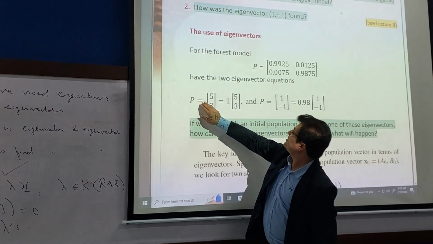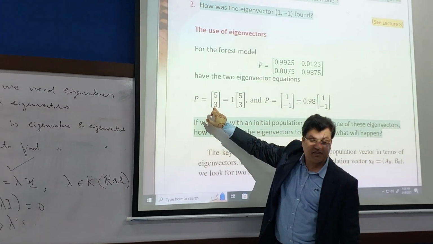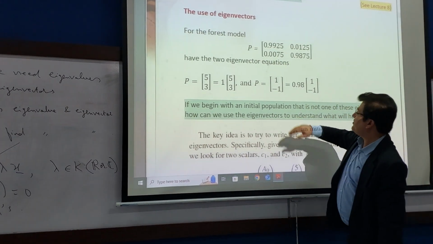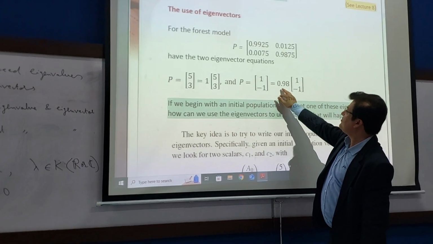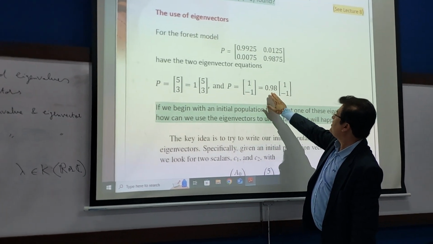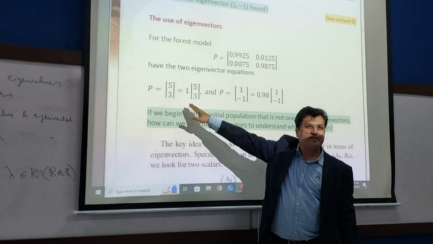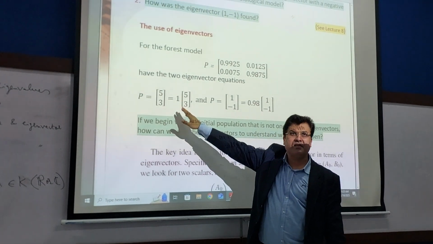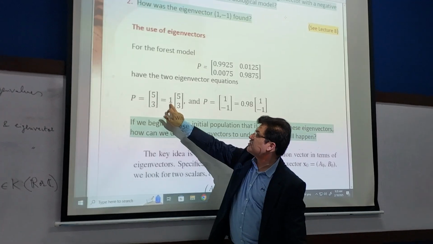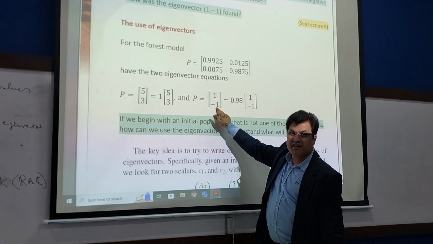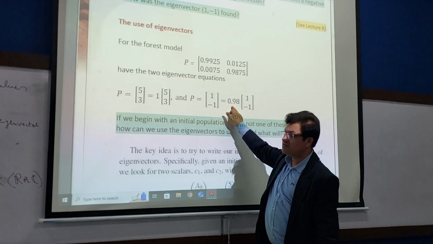The other vector was 5 and 3. This was our V vector. Okay, so if I want to predict the population, what will be that? Sorry, this was the other eigenvector, or what was that? 5 and 3 was the other eigenvector, and its corresponding eigenvalue was 1. This was the other eigenvector, and its corresponding value was 0.